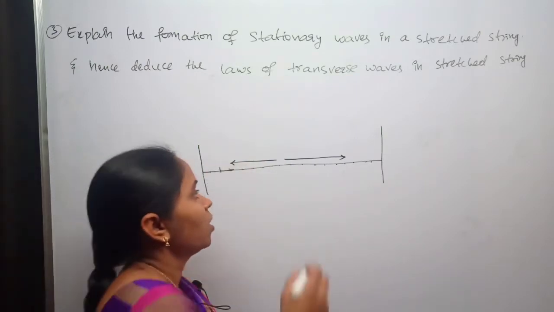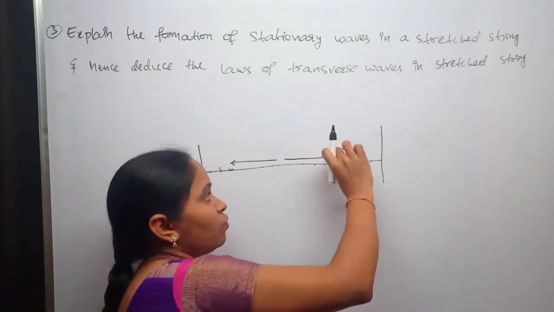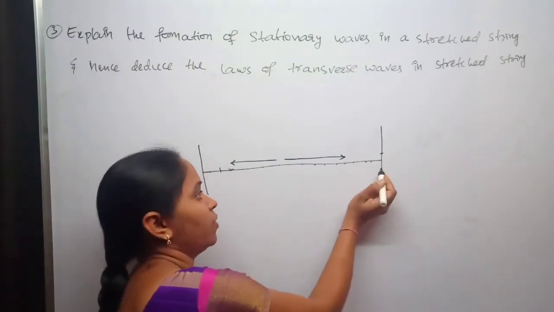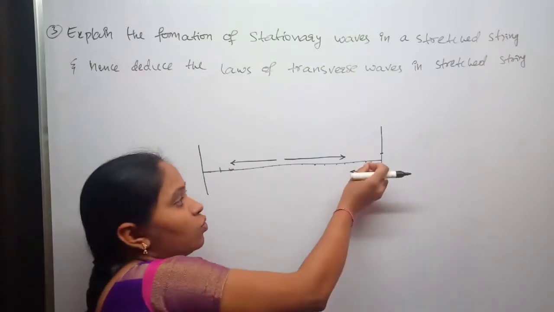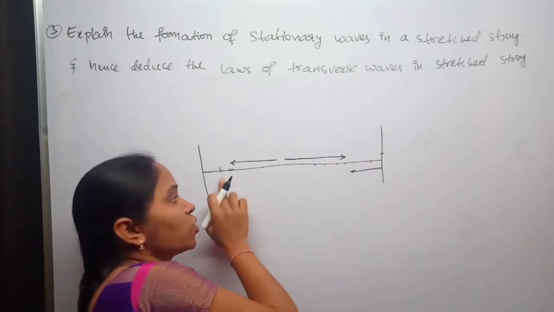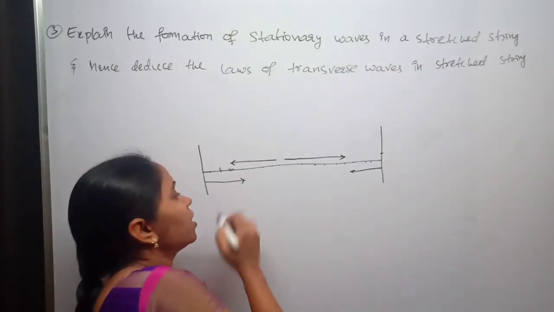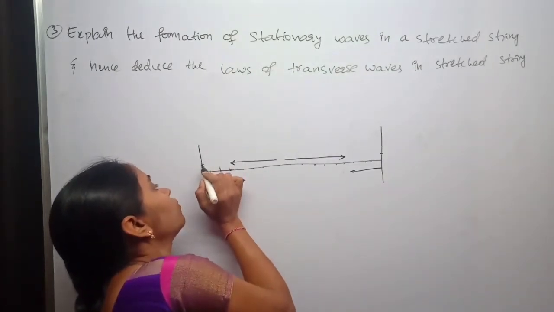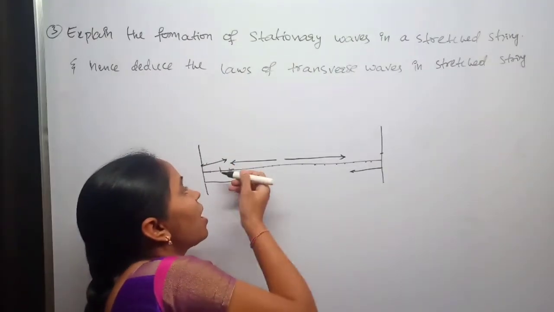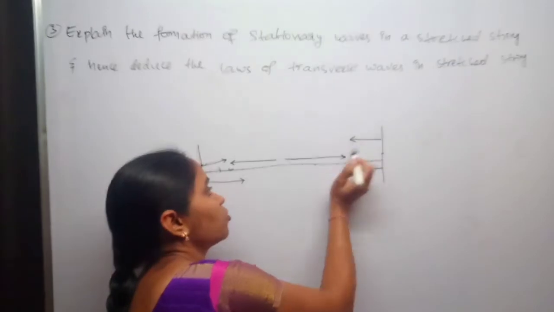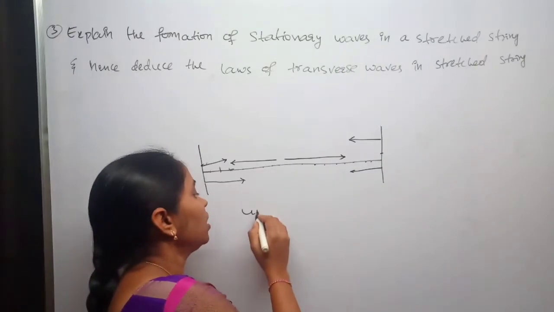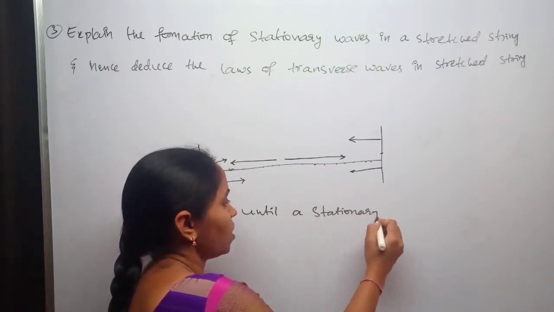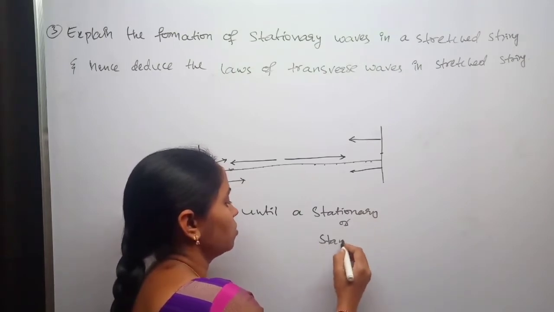This wave will move along this direction and get reflected at this boundary, and will move along the length of the string and get reflected at this boundary. And this wave will reflect at this boundary, and will move along the length of the string and get reflected at this boundary. This will continue until a stationary or standing wave is formed.